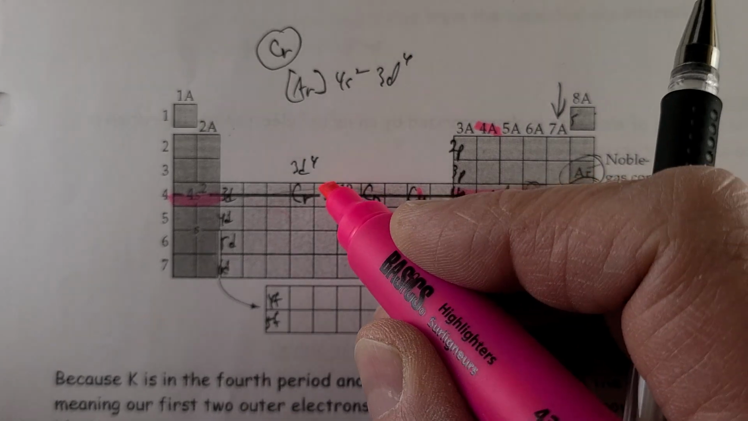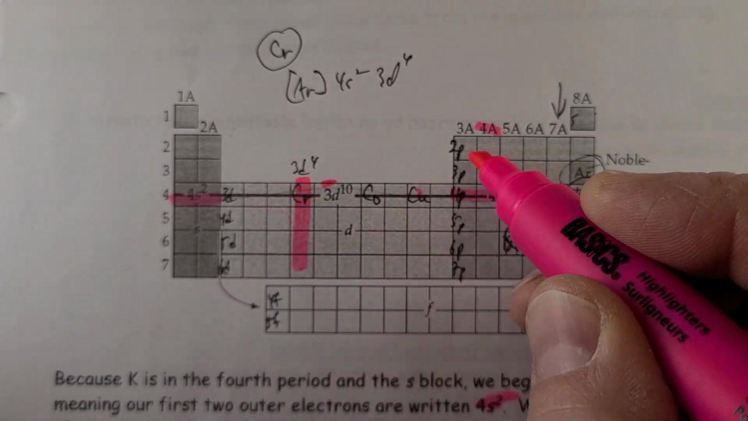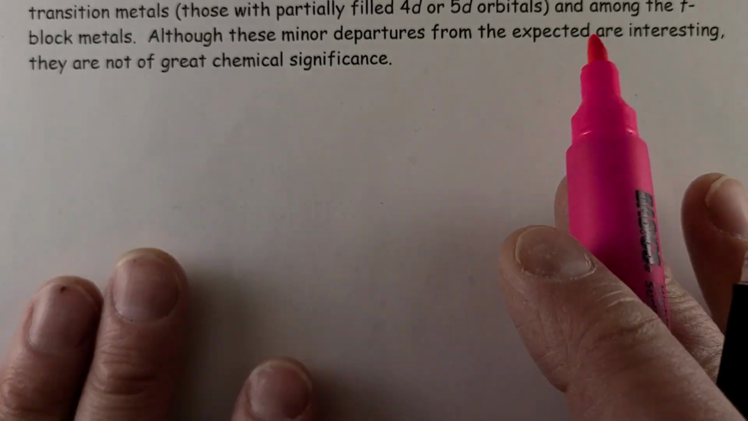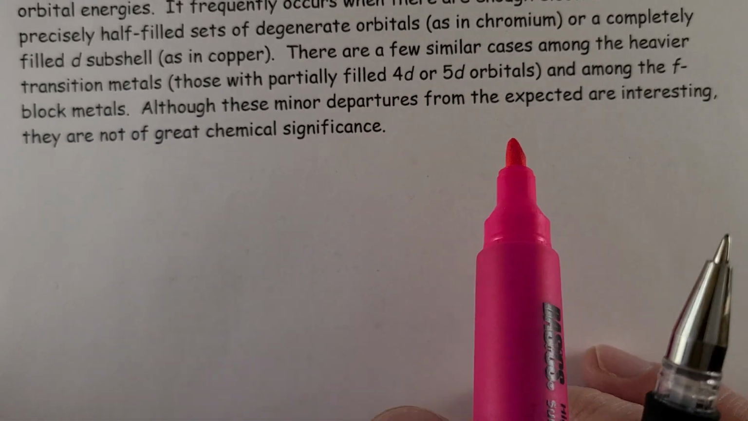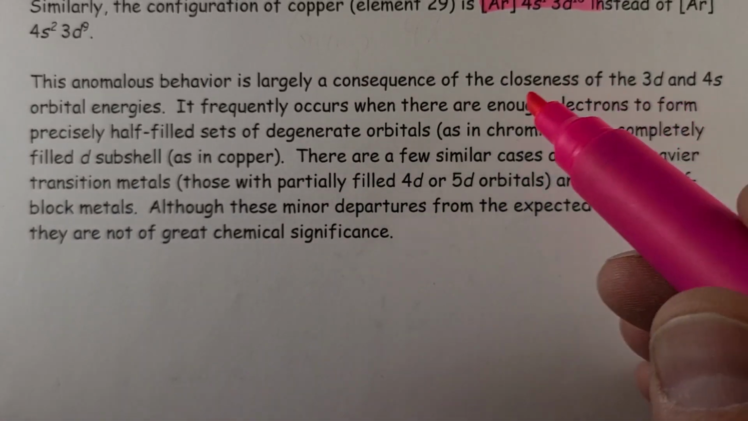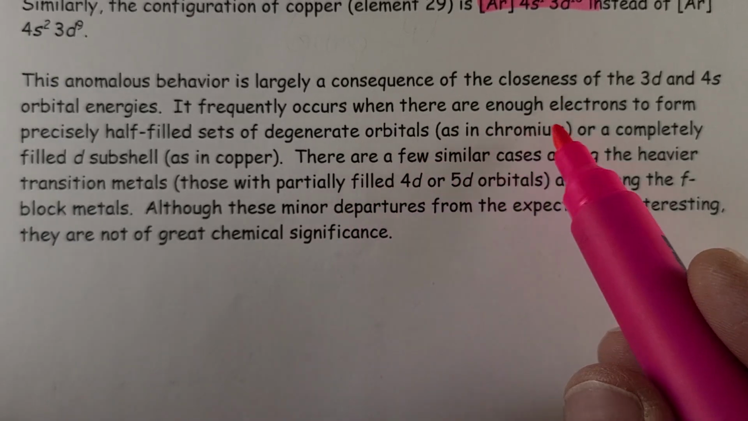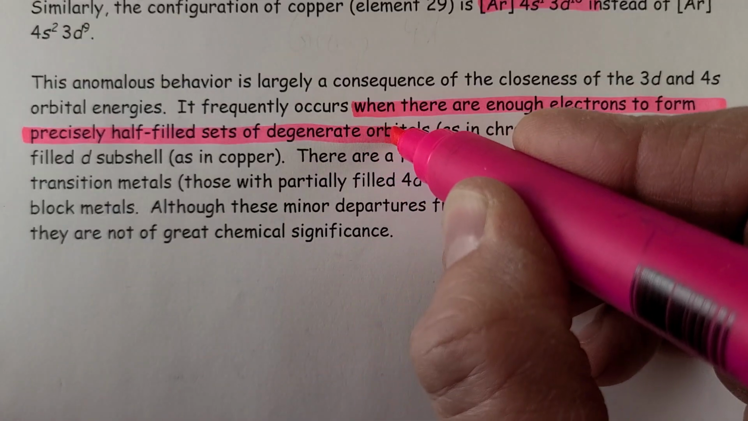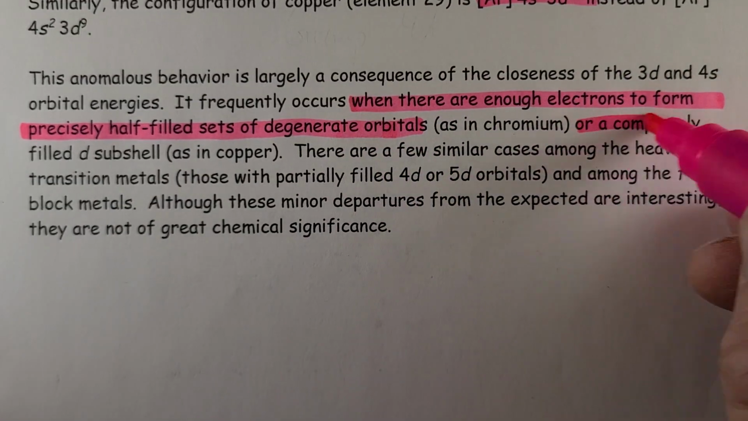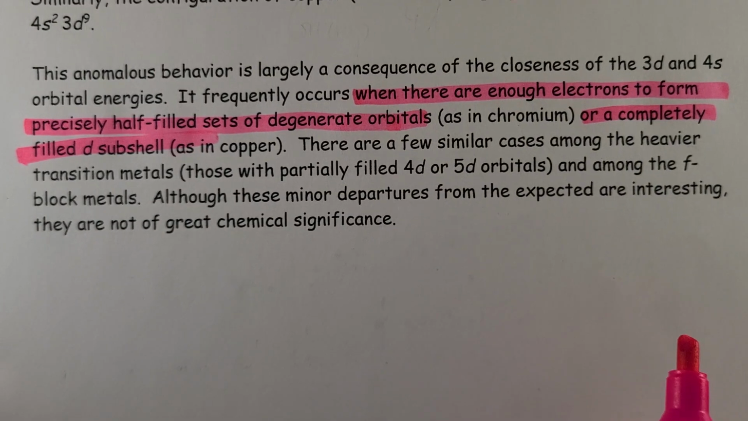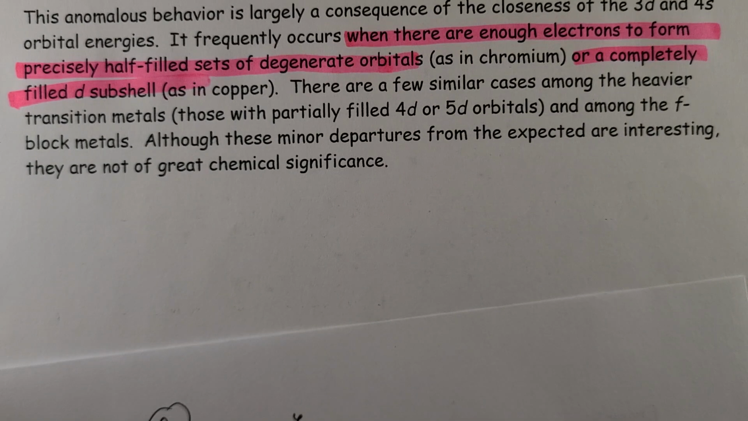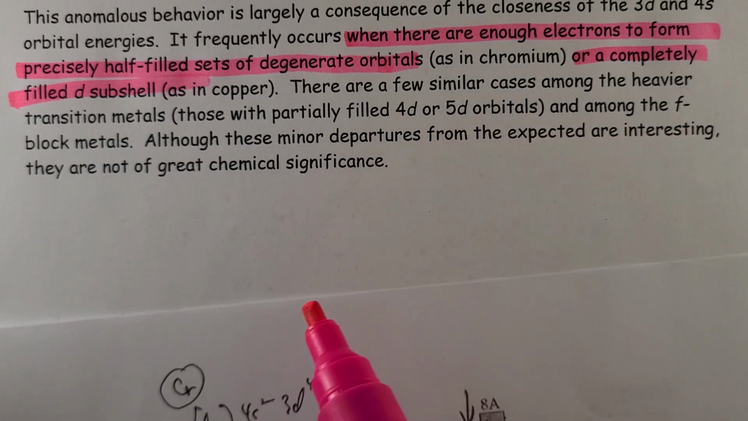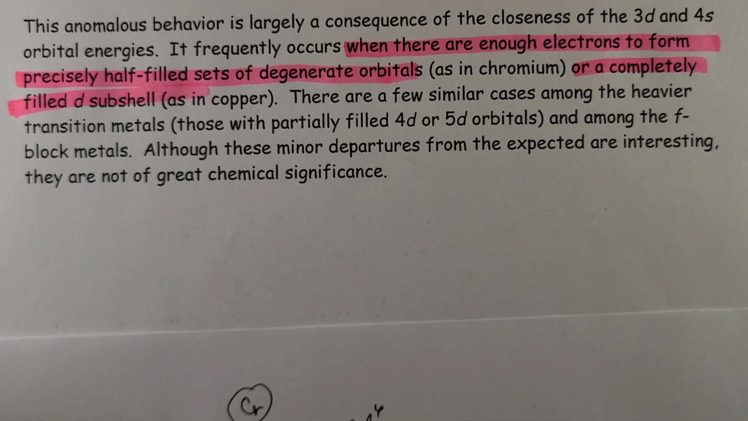So we'd see that there are exceptions for these ones in group 4 and group 9. Why? This anomalous behavior is a consequence of the closeness of the 3d and the 4s orbitals. It frequently occurs when there are enough electrons to form precisely half-filled sets of degenerate orbitals, or a completely filled d. There are a few similar cases among heavier transition elements filled with 4d or 5d, and among the f block. The f block gets really wacky.